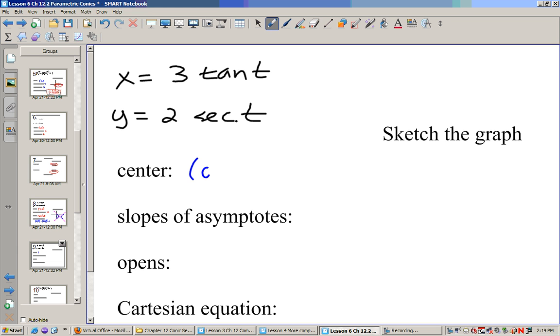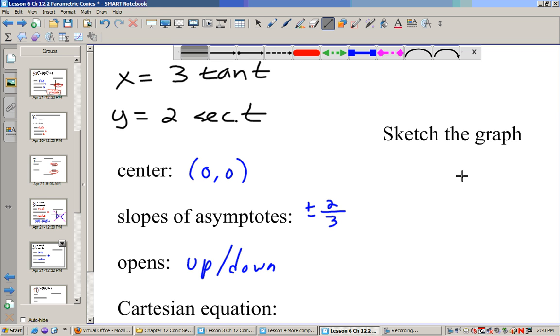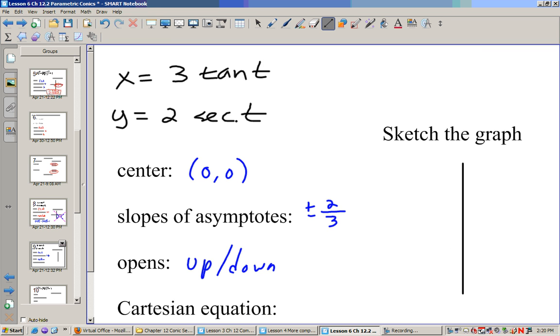Our center is at 0, 0 because it doesn't get moved to the left or to the right. The slopes of our asymptotes is our y stretch over x stretch, so plus or minus 2 over 3. Since the secant is in the y, it's going to open up, down. So to sketch this graph, it has a slope of up 2 over 3 and down 2 over 3.